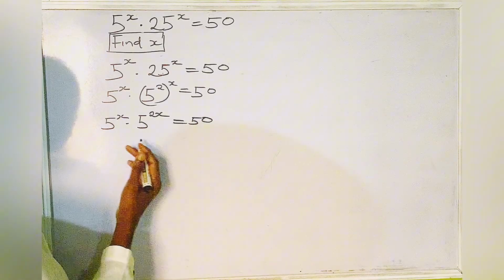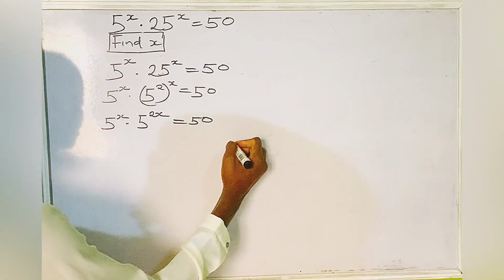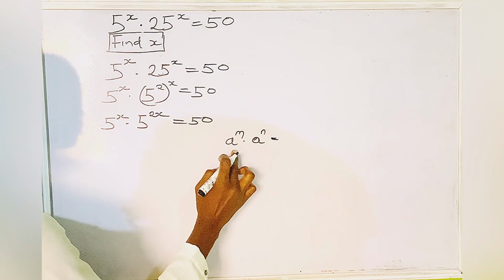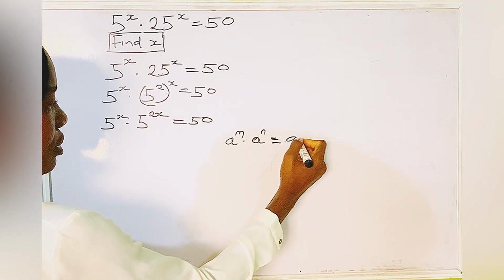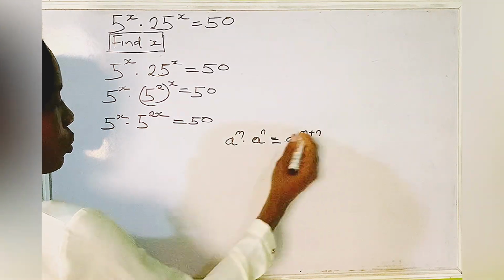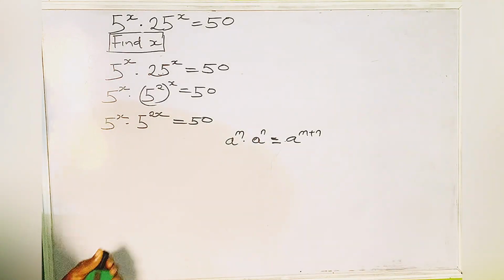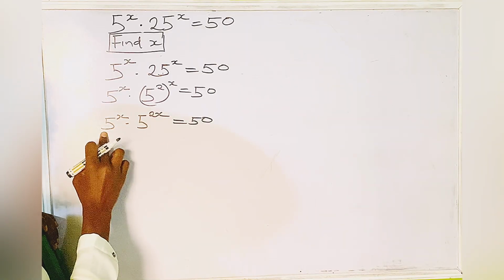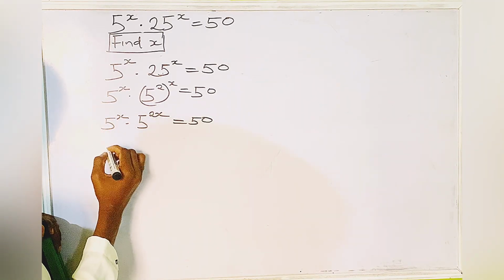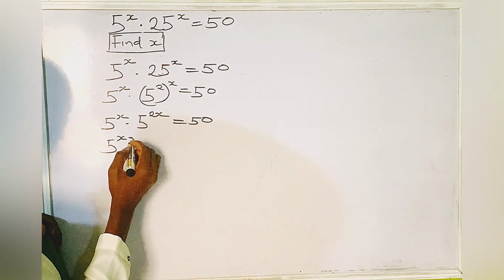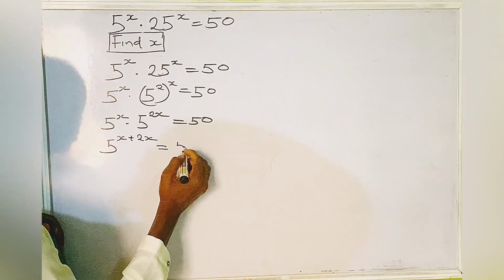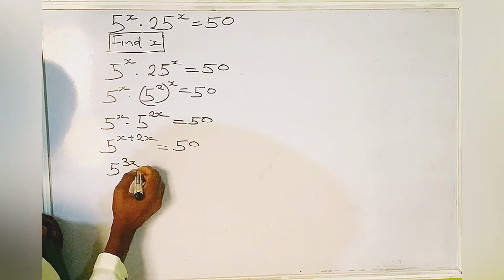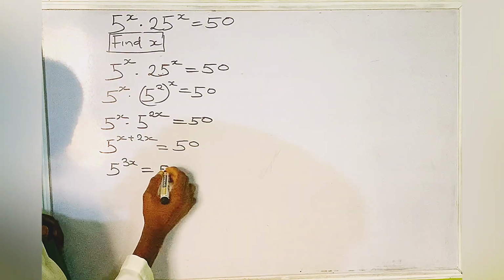Now we have a rule where you have something like a^m multiplied by a^n, and when you have it in this way, you can say this is equal to a^(m+n). You add their powers because the bases are equal. Because we have the bases equal, we can add the powers up. So we have 5^(x+2x) is equal to 50. Now x plus 2x is 3x, so 5^3x is equal to 50.